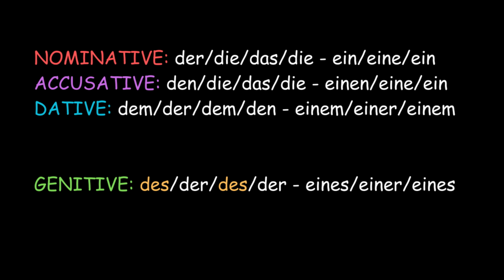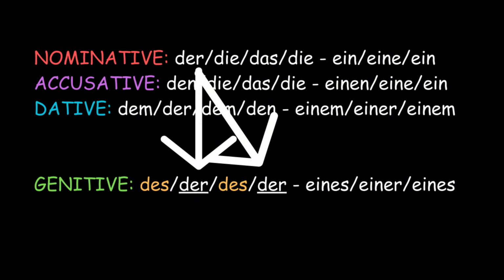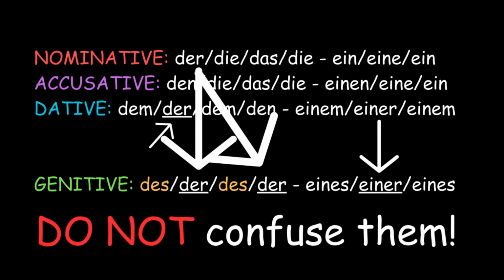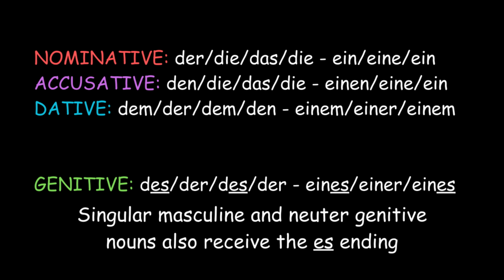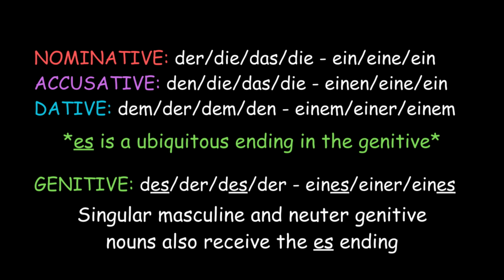As you can see, the masculine and neuter definite articles changed, and they even share the same articles. But the feminine and plural articles are identically borrowed from the nominative, which is also the same in the dative. Likewise, the indefinite article einer is borrowed from the dative. Do not confuse them with other cases because in the genitive, they all have different meanings. A good technique to remember this is to look at the endings of the articles. Des and eines are the articles for masculine and neuter nouns, and they end in s. Singular masculine and neuter genitive nouns also receive the s ending, so s is a ubiquitous ending in the genitive.